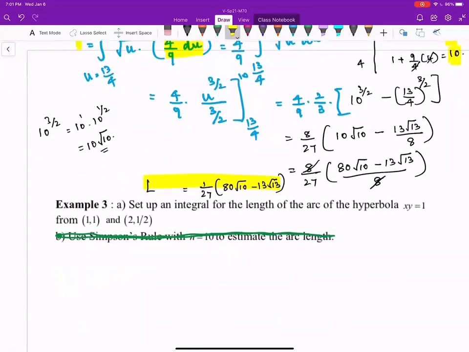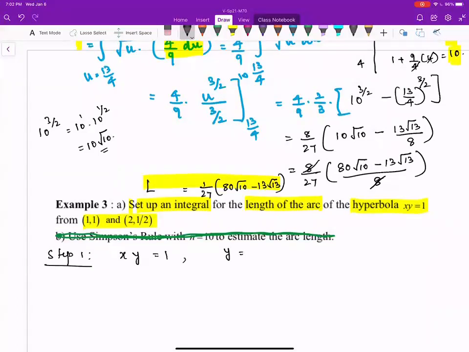Now let's try another one. Set up an integral for the length of arc of the hyperbola xy equal to 1 from 1, 1 and 2 comma 1 half. So let's actually solve for y, xy equal to 1. So step 1 is to recognize y as a function of x or x as a function of y. So you're given xy equal to 1. So we will isolate y.